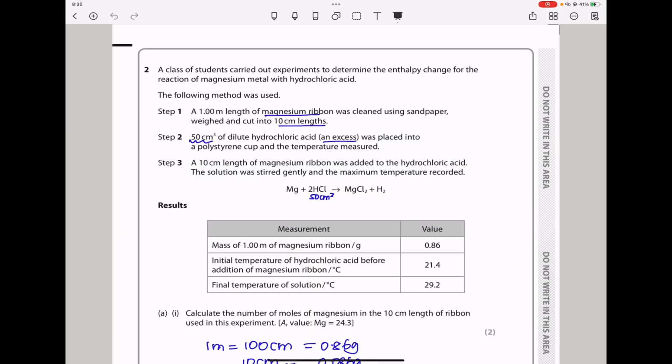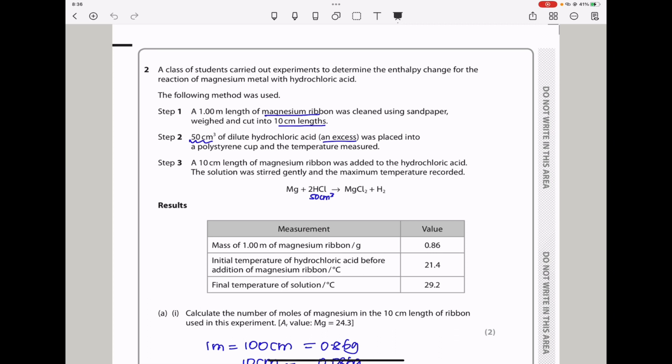Question 2. A class of students carried out experiments to determine the enthalpy change for the reaction of magnesium metal and hydrochloric acid. The following method was used. In step 1, a 1 meter length of magnesium ribbon was cleaned using sandpaper, weighed and cut into 10 centimeter lengths. In step 2, 50 centimeters cubed of hydrochloric acid, which is an excess, was placed into a polystyrene cup and the temperature was measured. And in step 3, a 10 centimeter length of magnesium ribbon was added to the hydrochloric acid. The solution was stirred gently and the maximum temperature was recorded.